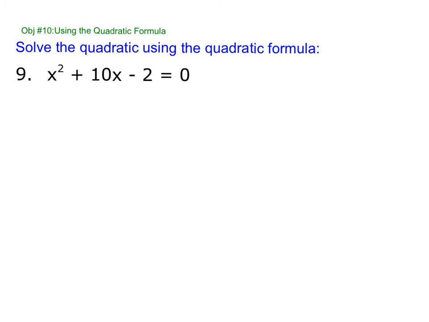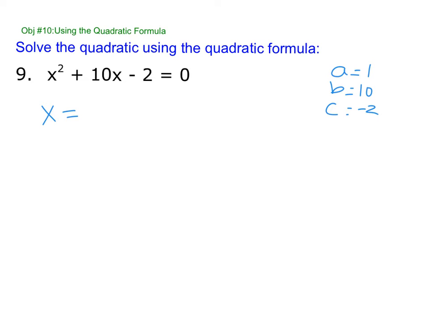All right. So if I had the choice for this one, I would probably complete the square because personally it's faster. But let's just keep going with the quadratic formula to get used to it. All right, so I'm not going to write the formula out again. A equals, B equals, C equals. A is 1, B is 10, C is negative 2.